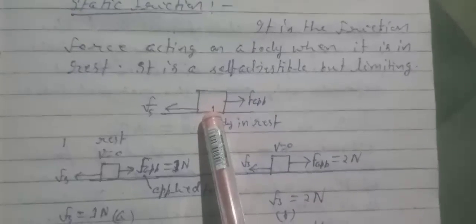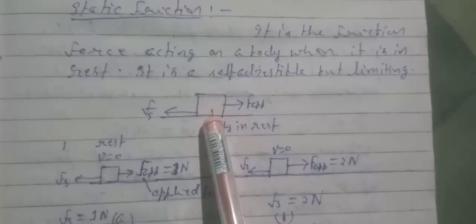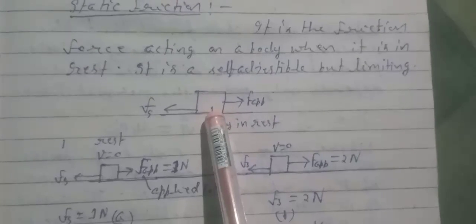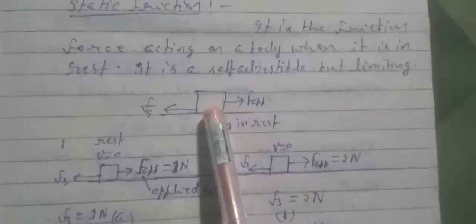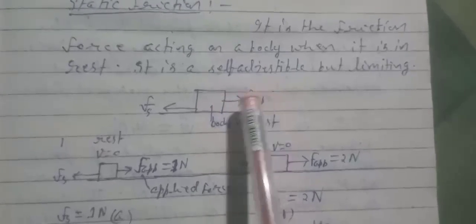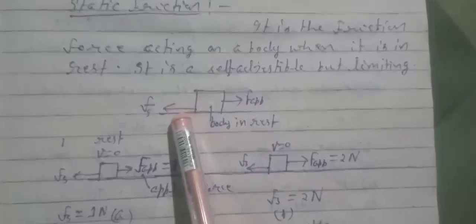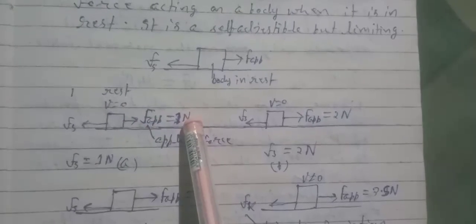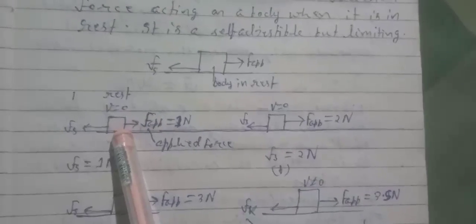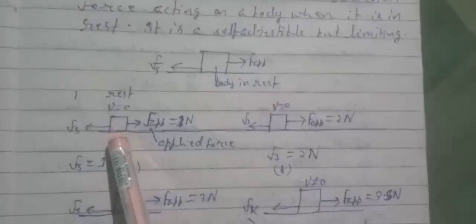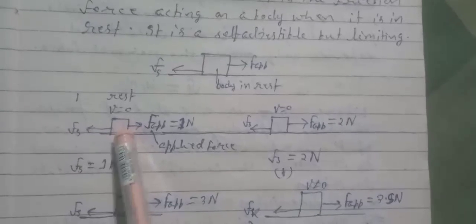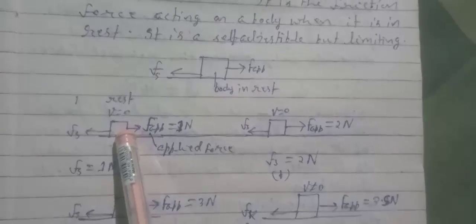As we increase the applied force, the force that arises between the surfaces is called friction force. And as we increase the applied force, the friction force also starts to increase. The situation is shown in this figure. The body is at rest. Here we have applied 3 Newton force and the body is not moving. That means there is also a friction force acting in the opposite direction between the surfaces. So the body is in equilibrium.